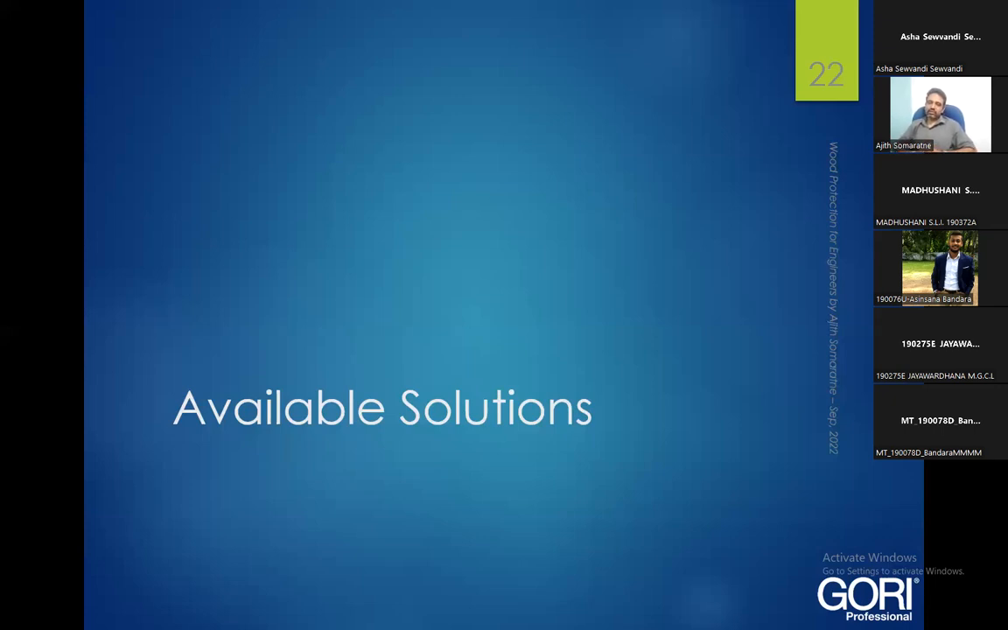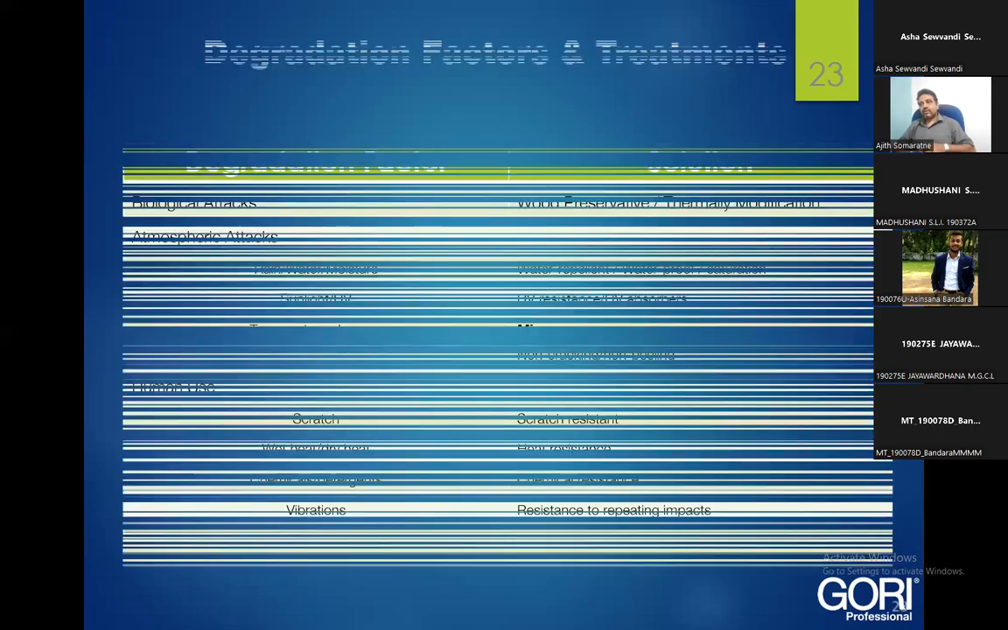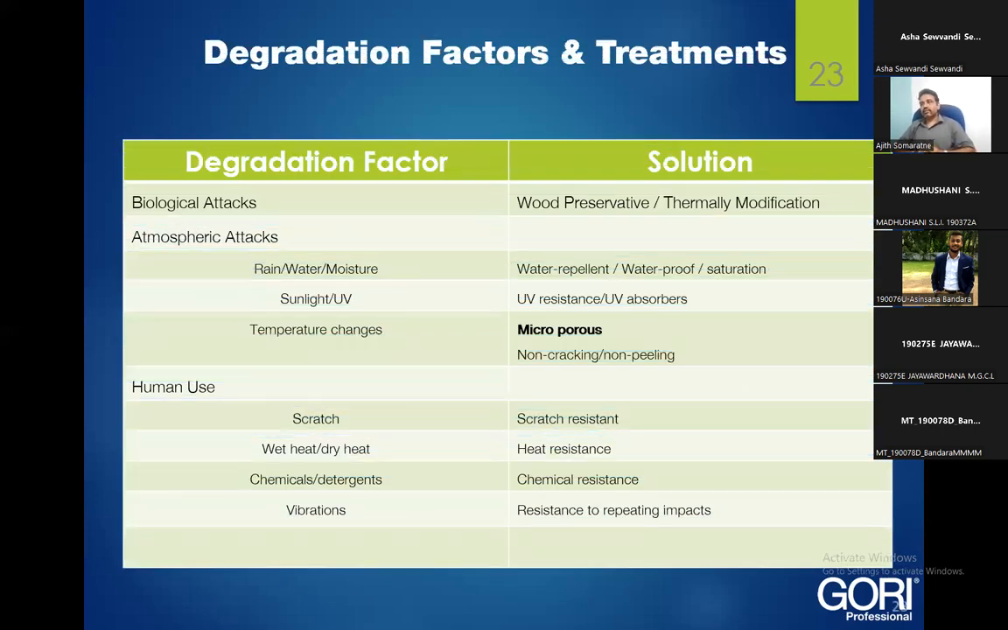So we discussed the engineering codes, but at the site we have to work with available solutions. When we consider the degradation factors, we have two main parts: biological attacks and atmospheric attacks, as we discussed earlier. For biological attacks, you have to do a preservation. For atmospheric attacks, you have to apply a protection coating or protection system to resist the relevant attack.